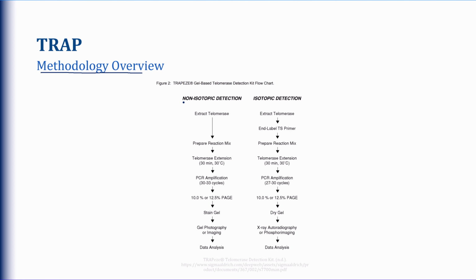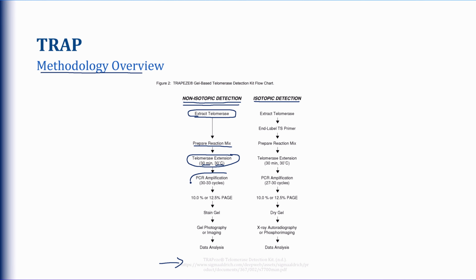So here you can see a non-isotopic detection, and to the right an isotopic detection of telomerase activity by TRAP. Specifically, this comes from a particular kit for TRAP that you can visit on this link. And what you see here are the steps. Let's go over the steps for non-isotopic detection, or non-radiolabeled telomerase. The first step is to extract telomerase, after which you prepare a reaction mix for the telomerase extension. The telomerase extension is usually done for 30 minutes at 30 degrees Celsius in mammalian cells.